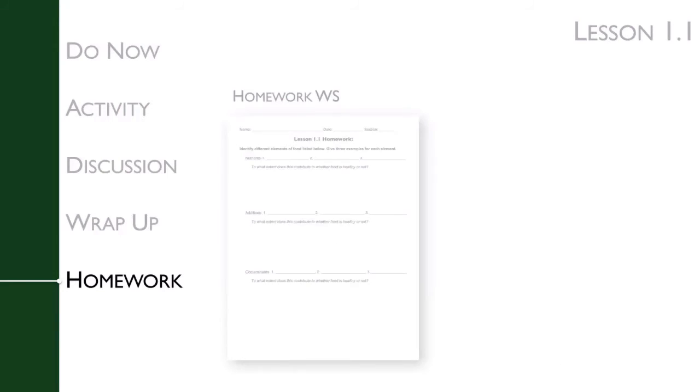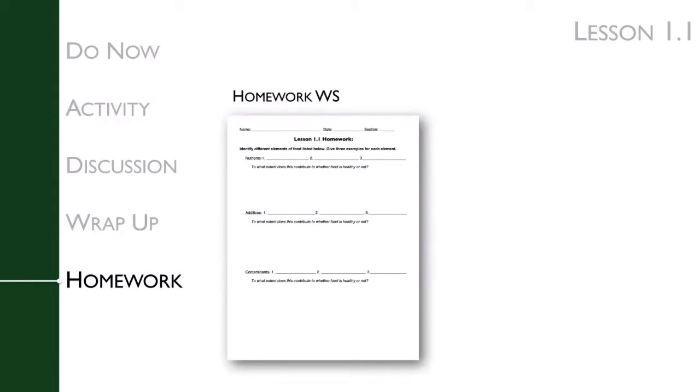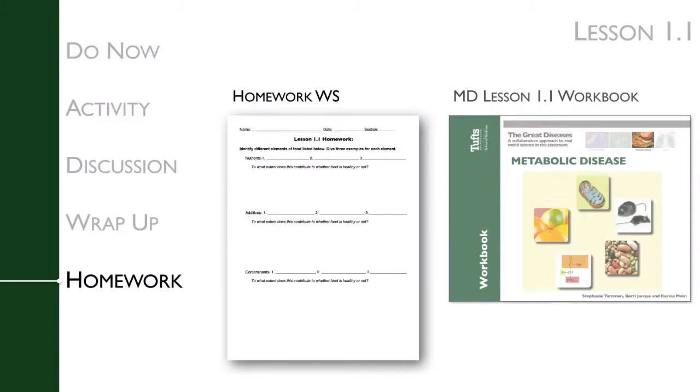Students will list, then describe how much these elements of food contribute to whether that food is healthy or not. At this point, students may not know the correct answers. The point is just to get their brains working. Students can also review today's lessons in the Lesson 1.1 student workbook, which is available for free on our website.